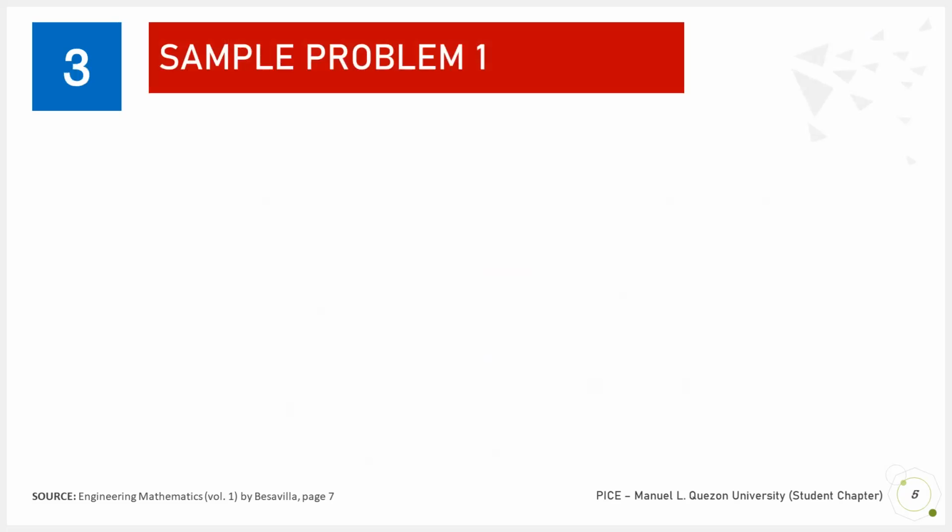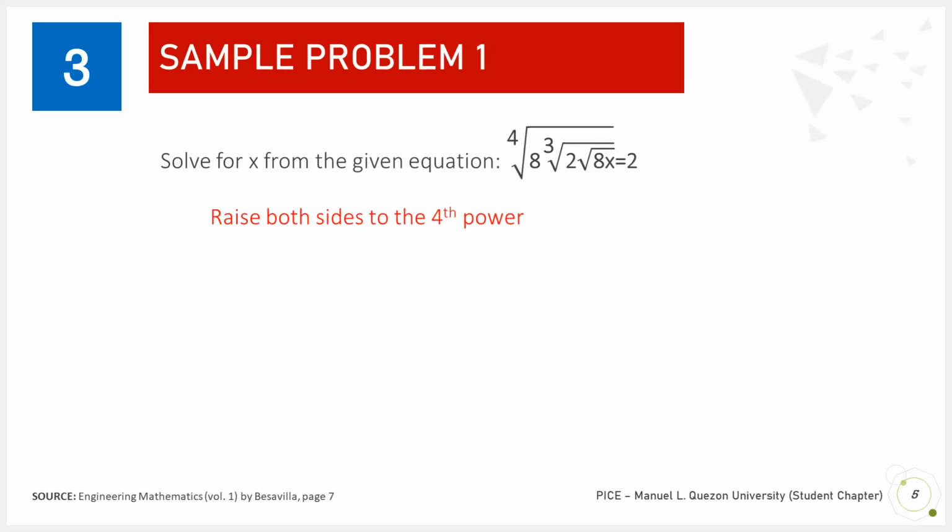Okay. So for the first problem, we are tasked to solve for x from the given equation. So, ang technique dito para ma-eliminate or para ma-solve nyo yung value ng x, you eliminate first the outermost radical. In this case, ang outermost radical natin is yung radical symbol na may index na 4. So, again, para ma-eliminate nyo siya, you simply raise both sides of the equation to the fourth power.